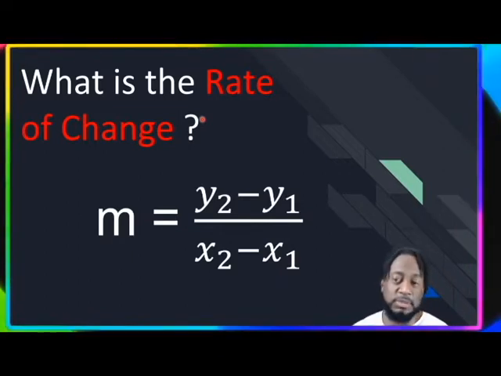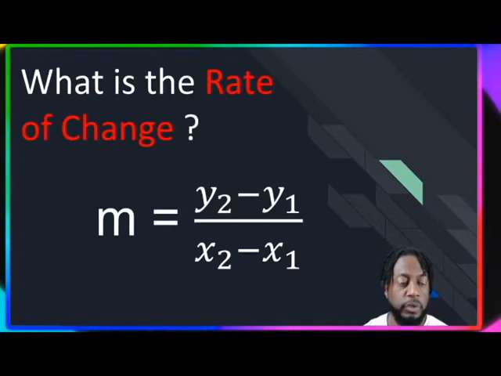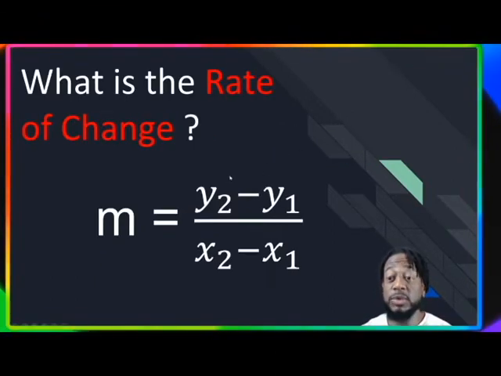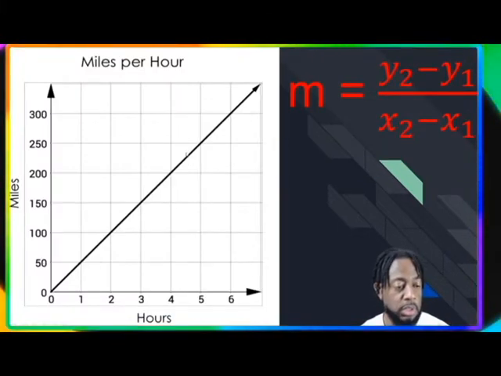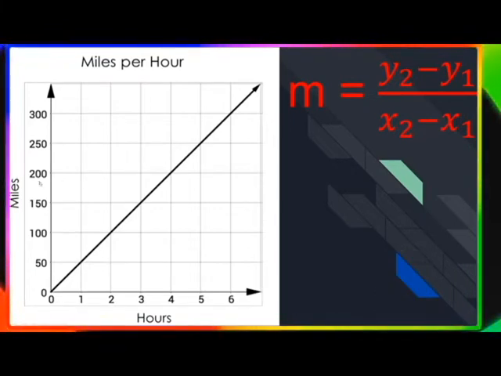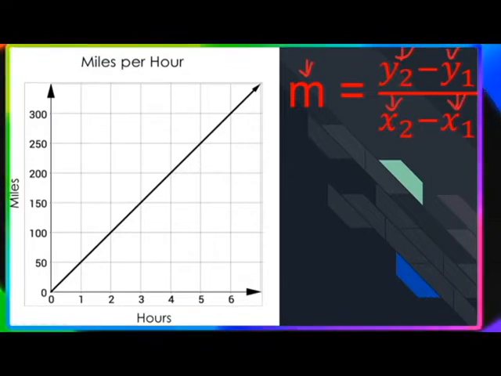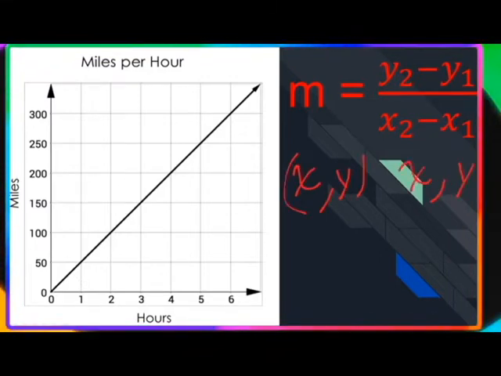Now you're saying, what is all this mess? Let's break this down. So we have M, which is the slope. That's what you're looking for. M equals y2 minus y1 over x2 minus x1. So all this is 2 points. You've got an x comma y and an x comma y. This one will be the first one. This will be the second one.